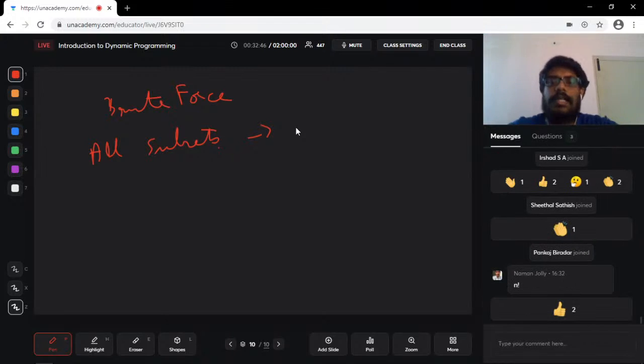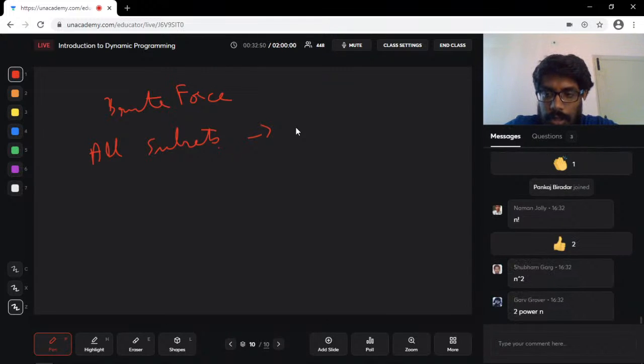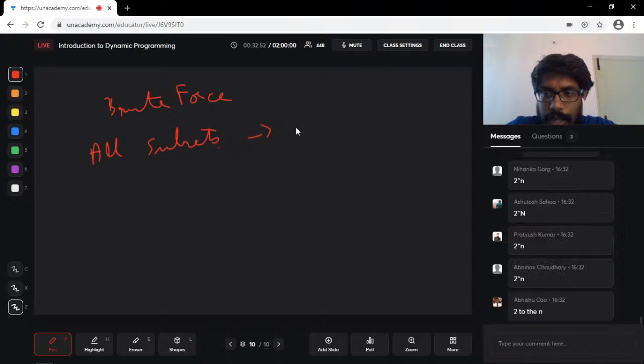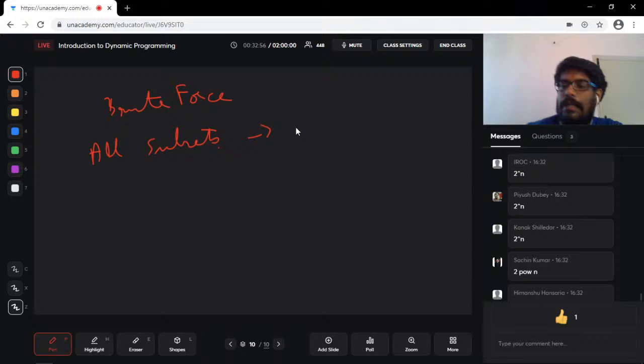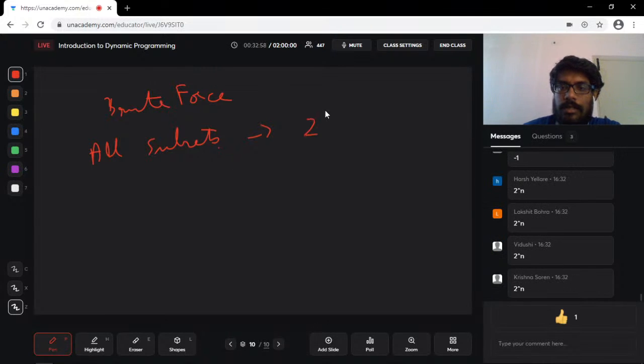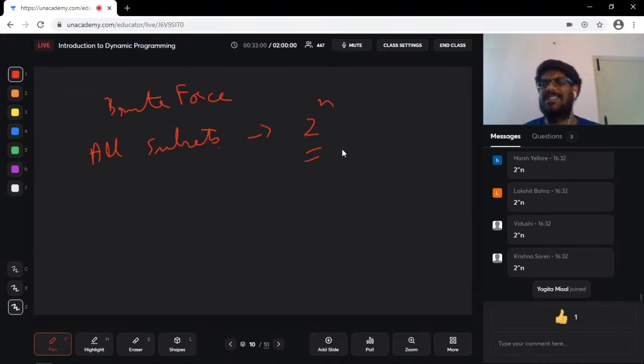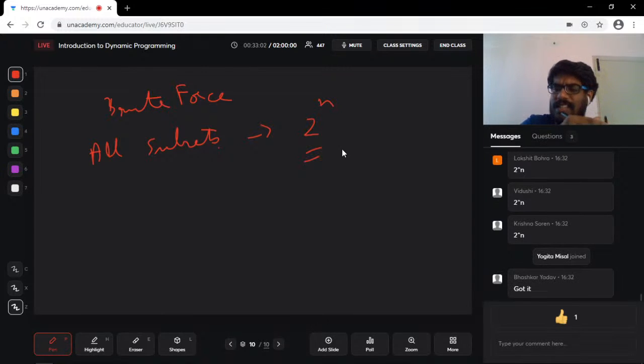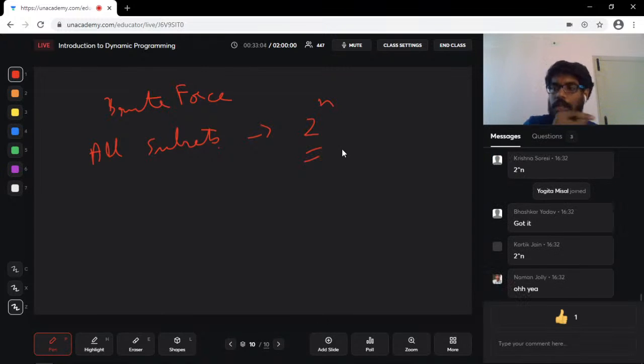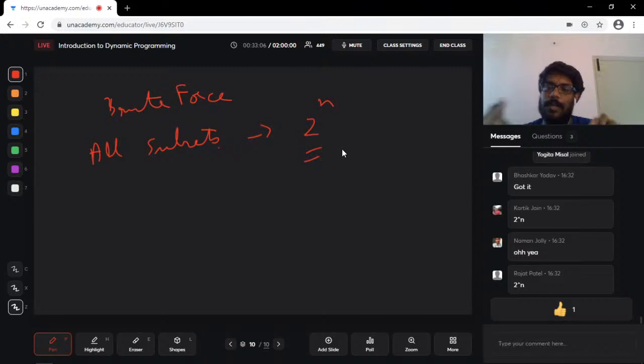No, it's not n factorial. Think about it a bit more. It's not n square as well. It is 2 to the n. It's 2 power n, right? Exactly. Why is this? Each element can be in the subset or not in the subset. There are 2 options for each element. So it's 2 into 2 into 2 into 2, n times. So it's 2 power n, right?